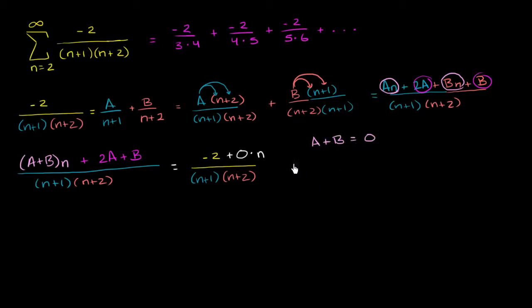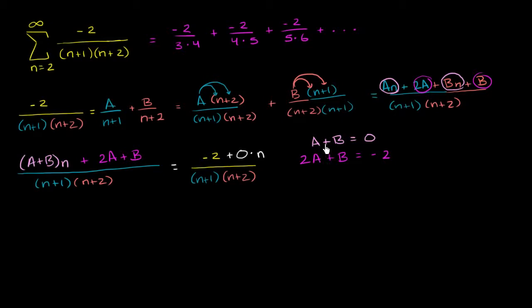And this is kind of bread and butter partial fraction expansion. We have other videos on that if you need to review that. And the constant part, 2a plus b, is equal to negative 2. And so now we have two equations in two unknowns.